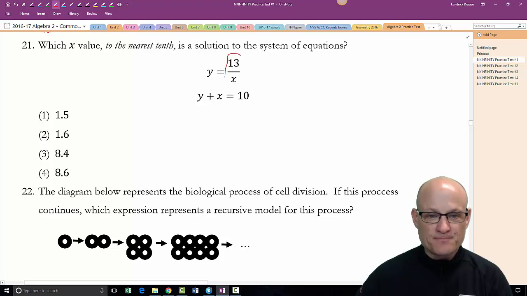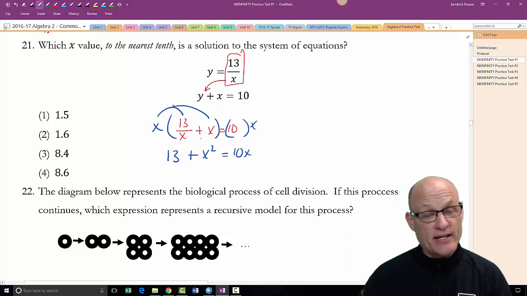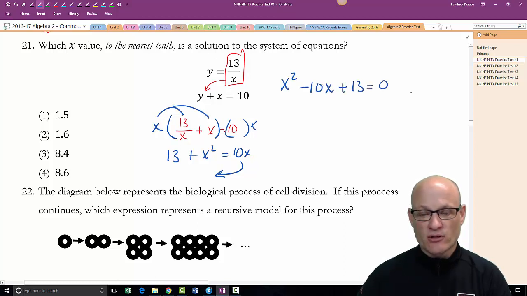Wow. Okay, so this is Y. I'm just going to plug that in for Y. So I get 13 over X plus X equals 10. In order to get rid of this X down here, I'm going to multiply both sides by X. If I distribute, I get 13 plus X squared equals 10X. Whatever you multiply one side by, you've got to multiply the other. I'm going to bring this 10X over, so I get X squared minus 10X plus 13 equals 0.